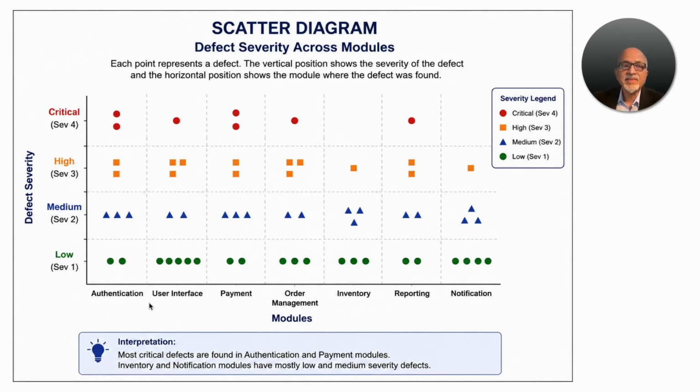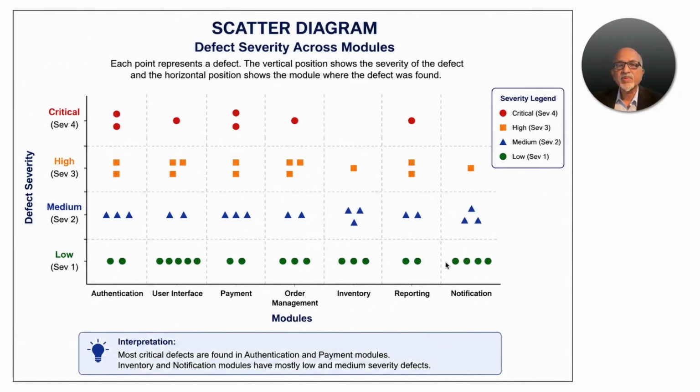Now, in this particular example of the scatter diagram, this is about defect severity across modules. On the x-axis, we have put the modules: authorization module, user interface module, payment module, order management, inventory, reporting, notification, etc. And on the y-axis is the severity of defects: low, medium, high, and critical. Now we keep plotting. Against authentication, we have two critical defects and two high severity defects.